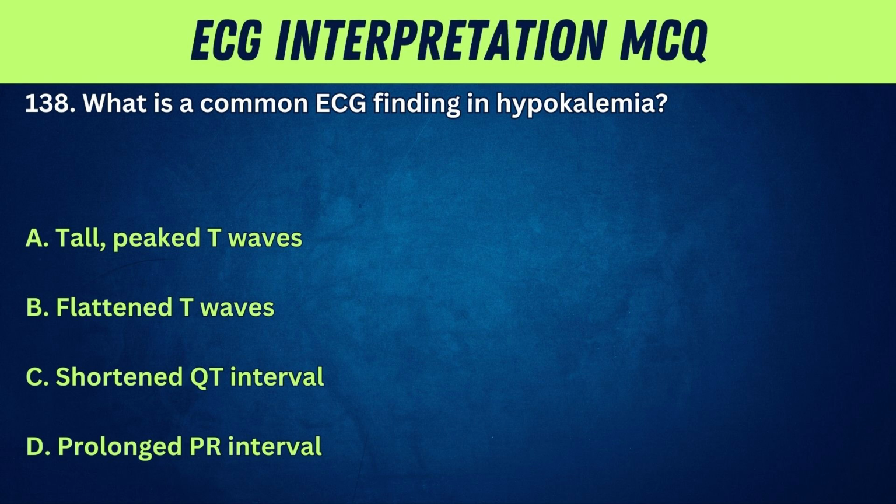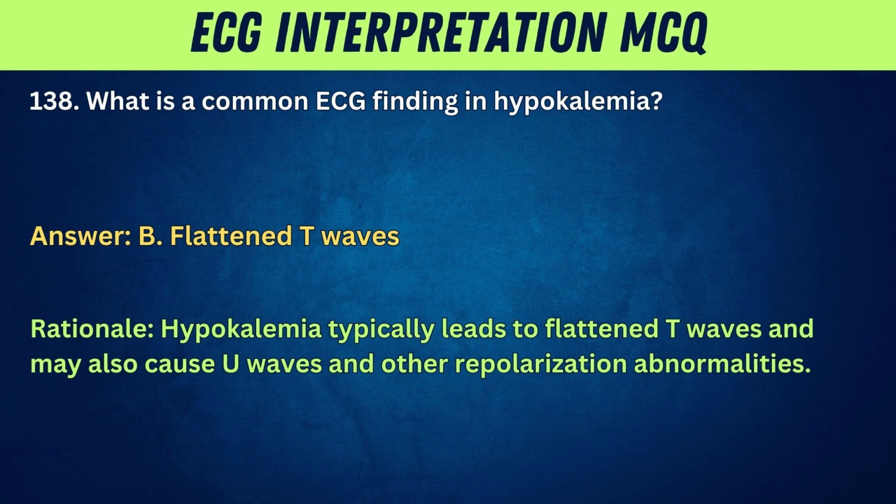A. Tall, peaked T waves. B. Flattened T waves. C. Shortened QT interval. D. Prolonged PR interval. Answer: B. Flattened T waves. Rationale: Hypokalemia typically leads to flattened T waves and may also cause U waves and other repolarization abnormalities.